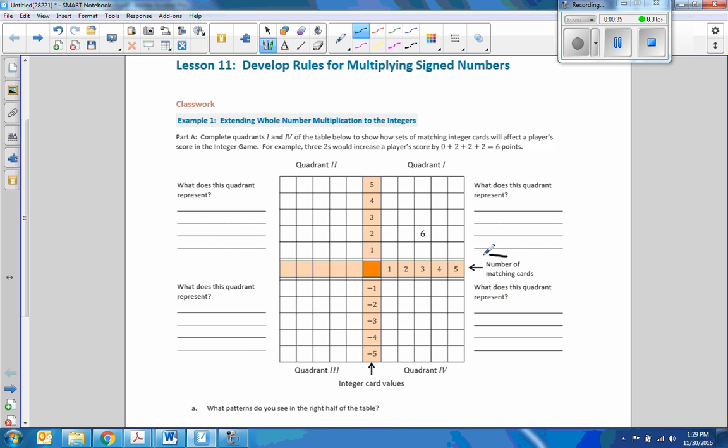So our x-axis is going to be number of matching cards, and our y-axis is going to be integer card value. So for example, we'll have 3 matching cards, and those 3 cards are 2. That's what this example means, so it's 6. So we finish filling that in. So if I have 1 card, that's a 1, that's a total of 1. If I have 2 cards that are each 1, 1 plus 1 is 2, and so forth. So I'm going to finish filling in quadrants 1 and 4, and I'll be right back.